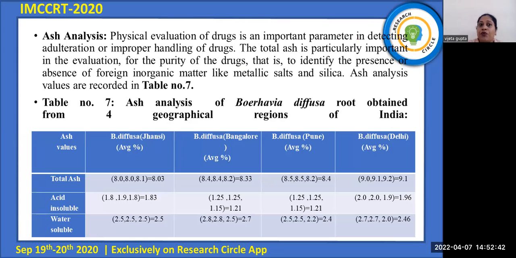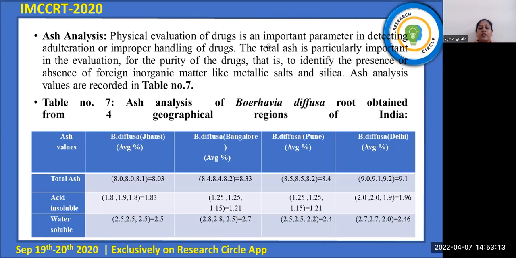Next, ash value. Physical evaluation of drugs is an important parameter in detecting adulteration or improper handling of a drug. So the total ash is particularly important in the evaluation of the purity of the drug, that is, to identify the presence or absence of foreign organic matter like metallic salts and silica. Ash analysis values are recorded in the table, that is Table number 7.